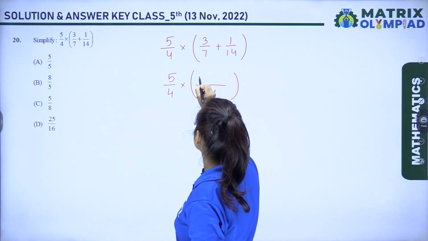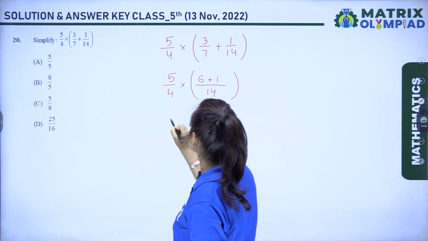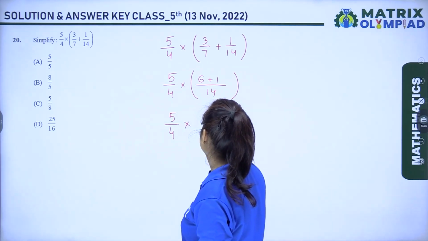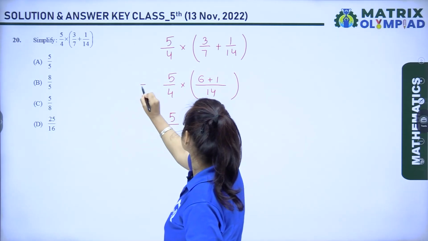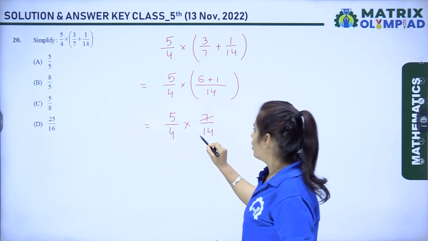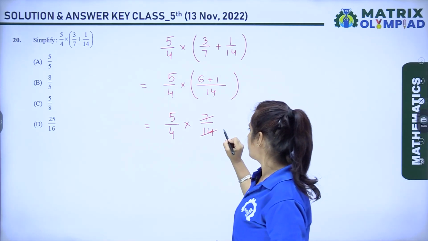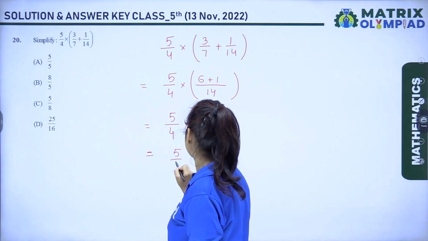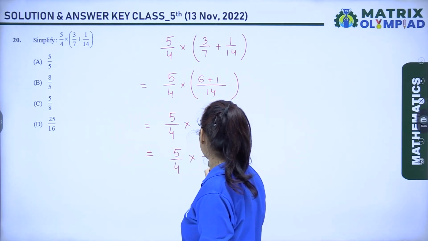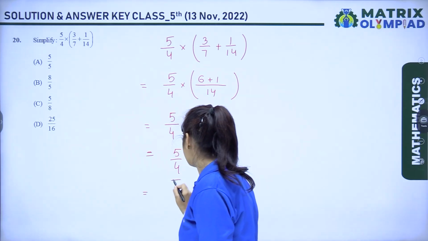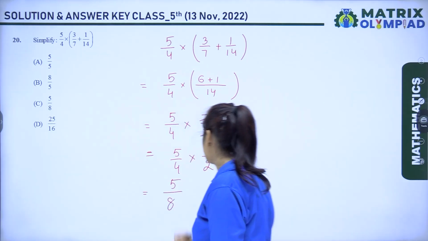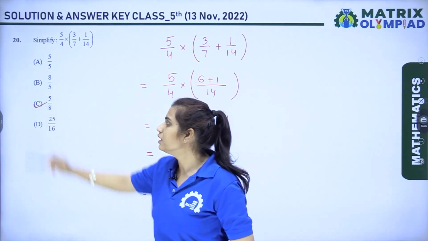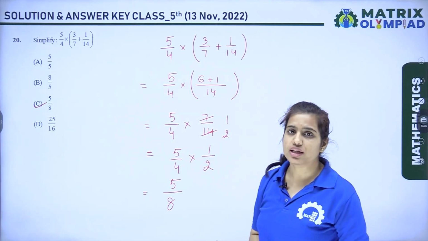Now it's 6 plus 1. Next is 5 upon 4 multiplied by 7 upon 14. Now by cancelling 7 and 14 we get 1 and 2. Here 5 upon 4 multiplied by 1 by 2. So the correct answer is 5 upon 8. So according to the option we can say that option C is the correct answer, that is 5 upon 8.